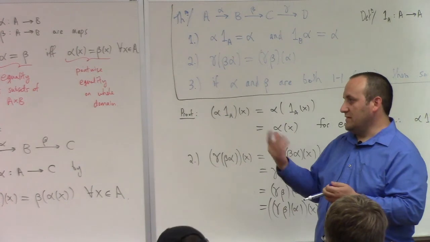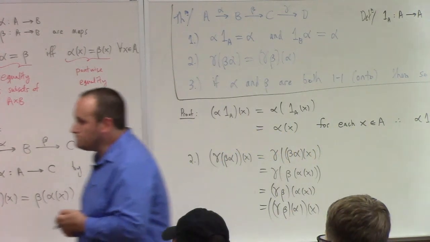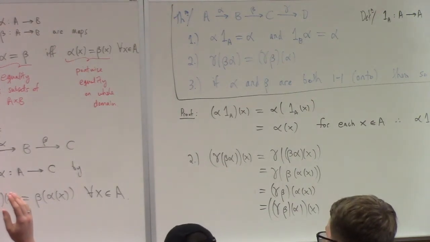We haven't really introduced extra structure. This is all just about Cartesian products and mappings at the moment. All right, so the next section is on equivalences.